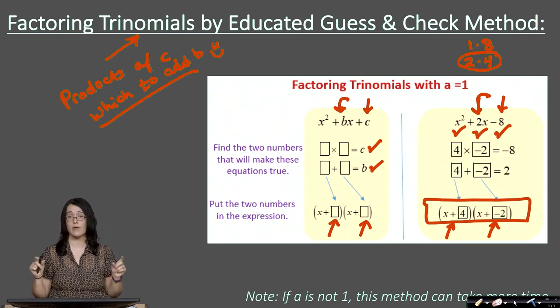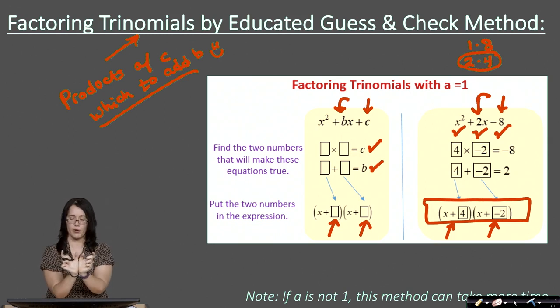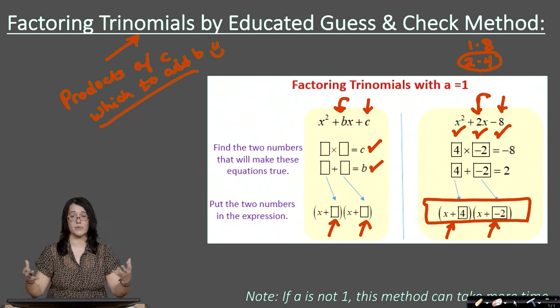Now, once you've found the pair that works, when multiplied together and their sum produces the number b, what products of c add up to b, now you have factored the trinomial into something times something, a binomial, a linear binomial, times another linear binomial. Okay, believe it or not, that's the easiest way that these present themselves.